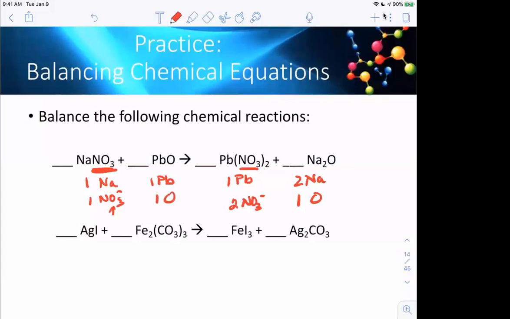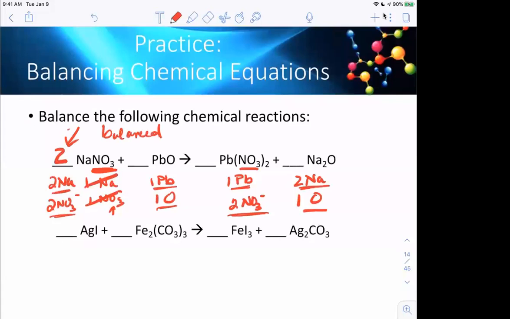Let's do sodium first. If I put a 2 here, that gives me 2 sodiums. That also gives me 2 nitrates. Now, if I look at this, I have 2 sodiums, 2 nitrates, 2 sodiums, 2 nitrates. I have 1 lead, 1 oxygen, 1 lead, 1 oxygen. Just by doing that, one coefficient changed. Now I have a balanced reaction.